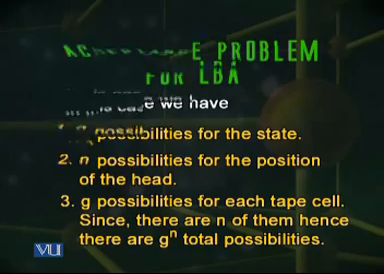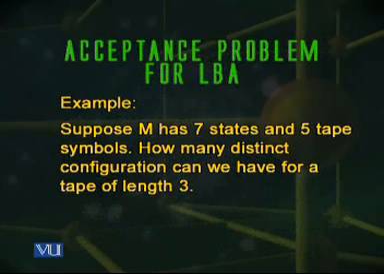Let's look at an example. Suppose M has 7 states and 5 tape symbols. How many different configurations can you have on a tape of length 3 for this linear bounded automata M? Well, if you think about it, there are only 3 cells for the tape contents, so there cannot be too many configurations. That's what this theorem is saying. There cannot be an infinite amount of configurations. It would be finite for this linear bounded automata, and actually we can specify the number of distinct configurations with this simple formula.